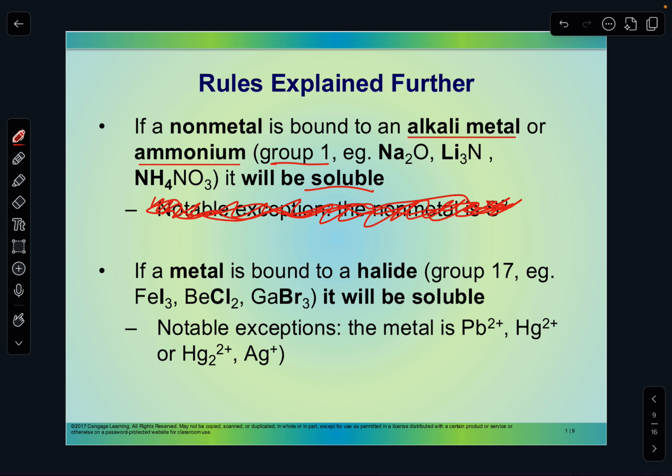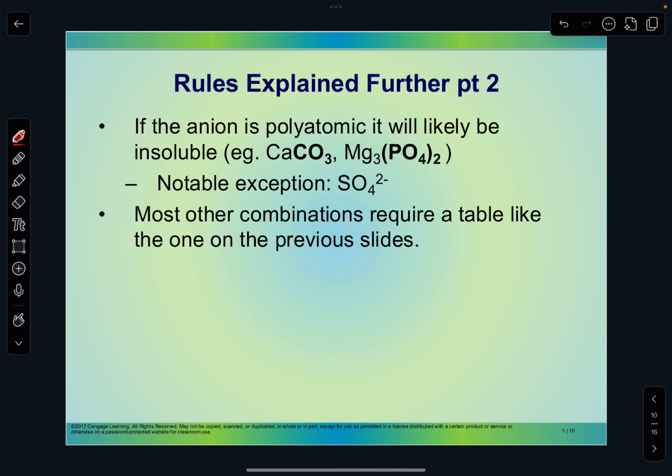Everything with these is going to be soluble. If you have something bound to a halide, whether that is iodide, chloride, or bromide, that is going to be soluble for the most part, except when it's bound to lead, mercury, or silver. Mercury can exist as Hg or Hg2 with a bond from mercury to mercury. Any of those are going to be soluble.